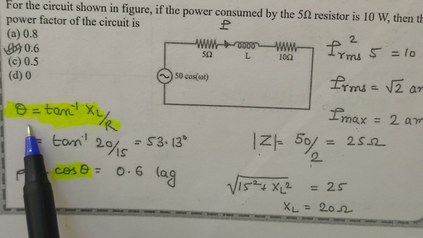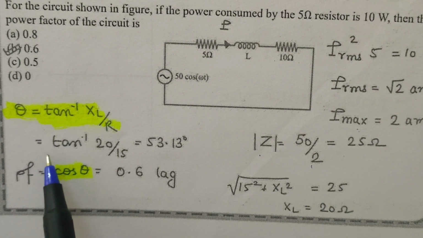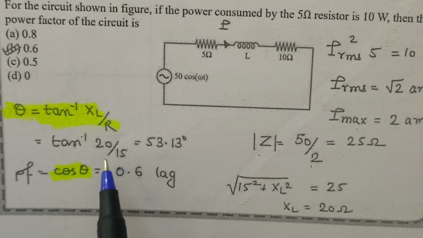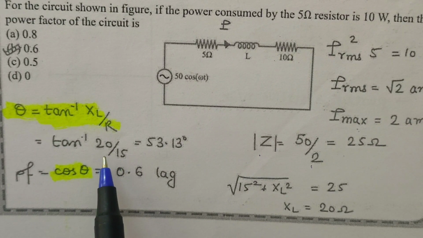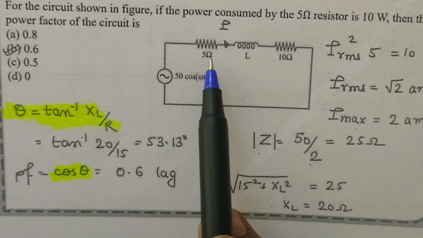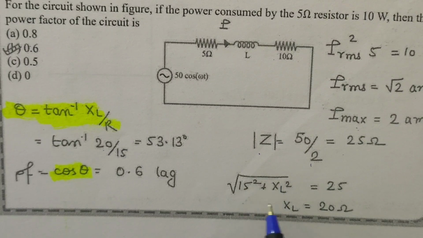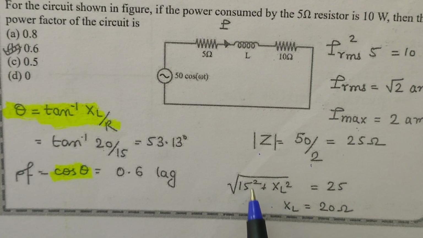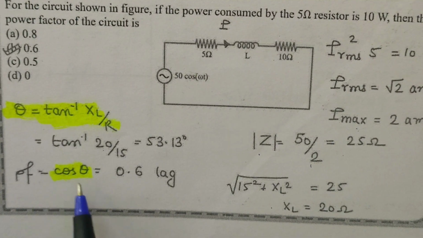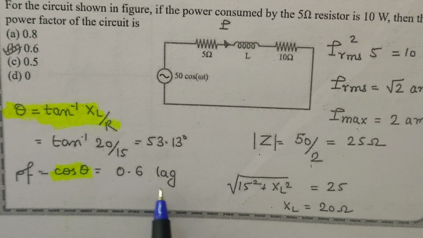Here theta is equal to tan inverse of XL by R. You have to find out XL, and the R value is 10 plus 5, 15 ohms. Here Z is equal to 25, which is equal to under root of R square plus XL square. You will get the XL value as 20 ohms. Power factor cos theta, you will get it as 0.69.